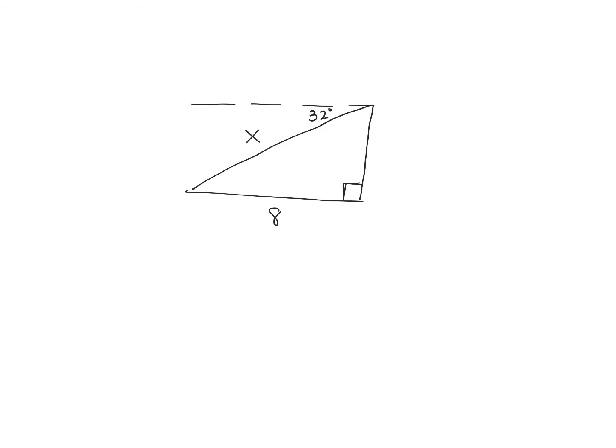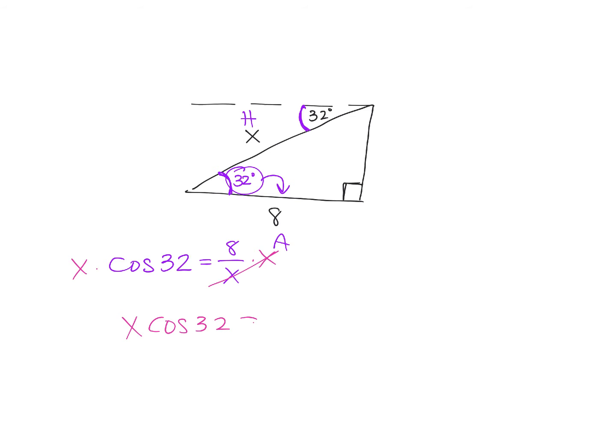Cosine of 32 equals 8 over x, right? So here's your options. If this is 32, this is an alternate interior angle, which makes that 32, okay? So if that's 32, you have your adjacent and you have your hypotenuse. So that's cosine, and it's always cosine of the angle equals 8 over x. How do you solve that? Multiply by x, right? So you have x cosine 32 equals 8, and then what? Divide by cosine 32. Okay, so you would plug that into your calculator.